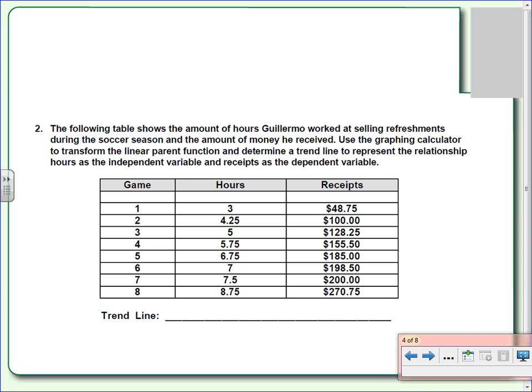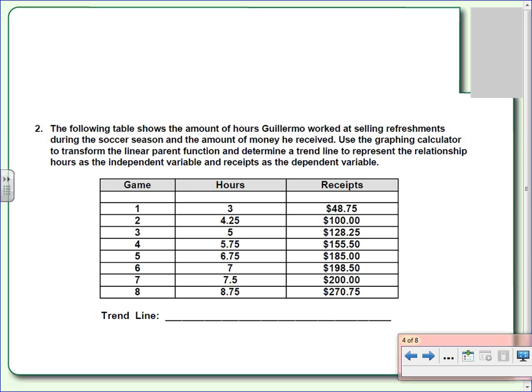Now, number 2, there's only one part to number 2. It says here that the following table shows the amounts of hours worked at selling the refreshments during a soccer season and the amount of money received. Using the graphing calculator to transform the linear parent function and determine the trend line to represent the relationship, hours as an independent variable and the receipts as a dependent variable. Now, that right there makes it sound very complicated, guys.